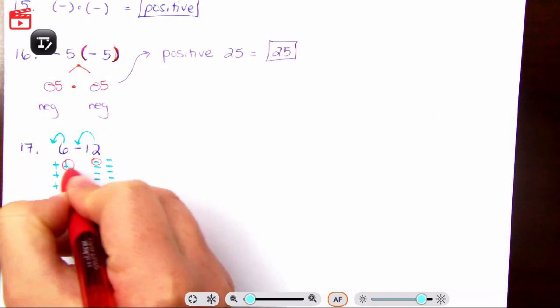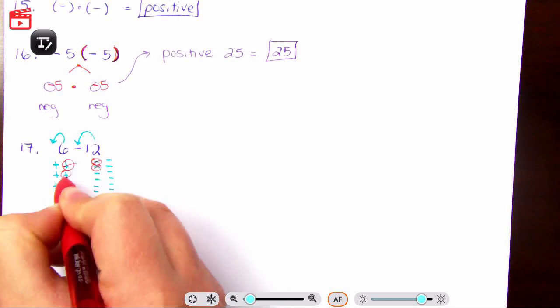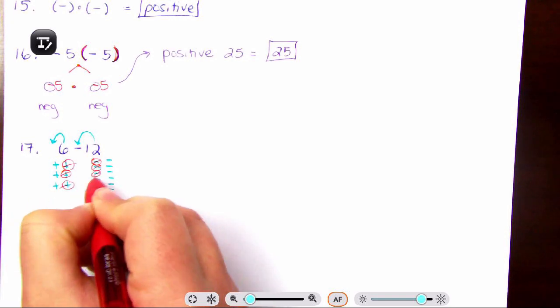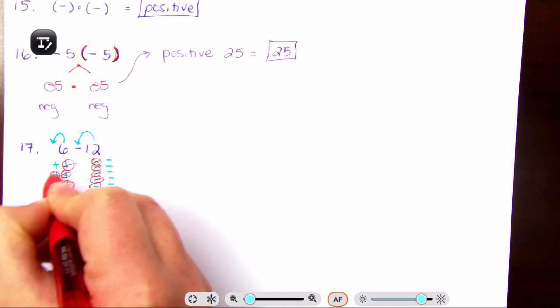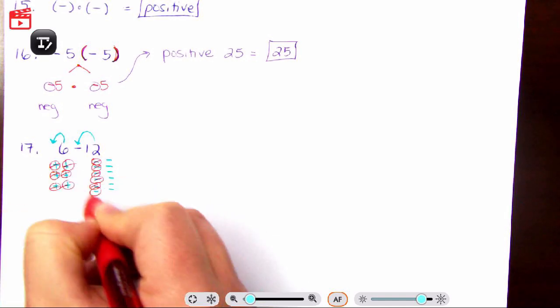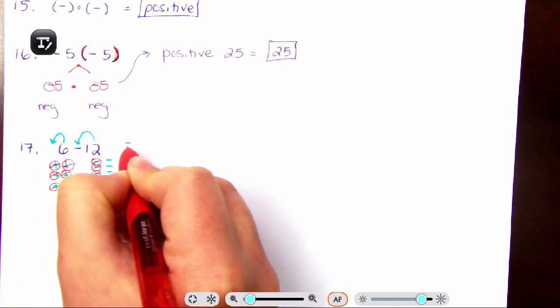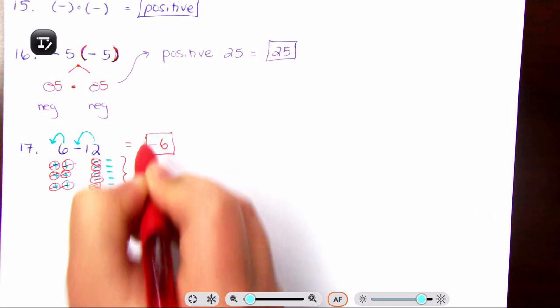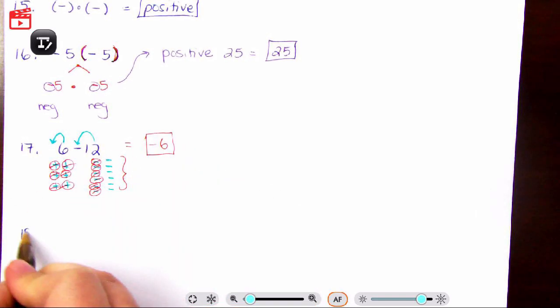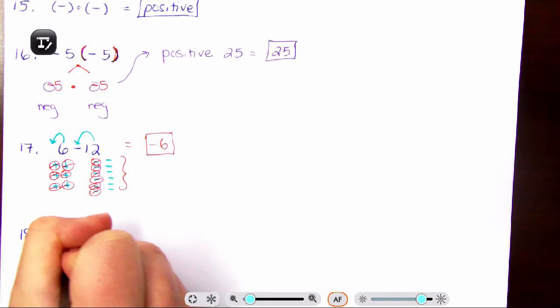So here's a 0 pair. That's 1 0 pair. 2 0 pairs. 3 0 pairs. 4 0 pairs. 5 0 pairs. 6 0 pairs. So what is left over? I have 6 negatives left over, and that is my answer. Number 18. Number 18 says, again, negative 3 minus 9.